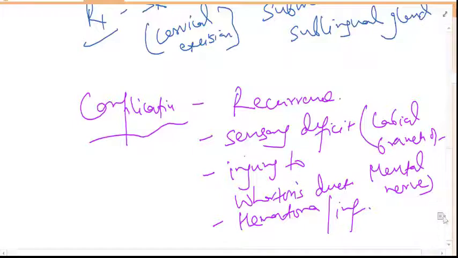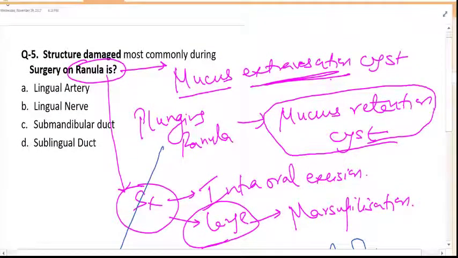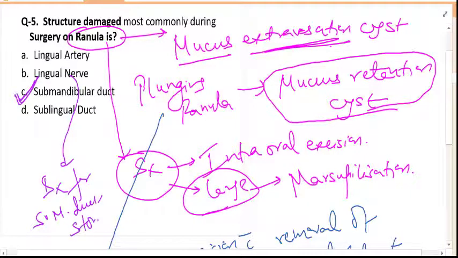So in our question, they have asked about the complications of ranula surgery. Structure damaged most commonly out of all these: submandibular duct is the answer, Wharton's duct. So this is the answer, submandibular duct. Lingual nerve is commonly damaged during surgery for submandibular duct stone. During surgery for submandibular duct stone, there are high chances of damage to the lingual nerve.